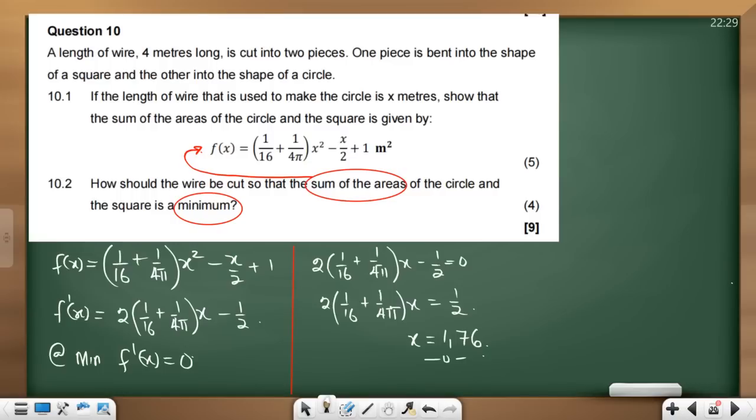X is 1.76. So how should the wire be cut? All right. The circle is x is 1.76. Okay, so the circle circumference is 1.76, while the square will then be what? 4 minus 1.76, which will be what? That should give us 2.24 meters. So this is how it should be cut. Great. And that's how we work things out. I hope it makes sense.